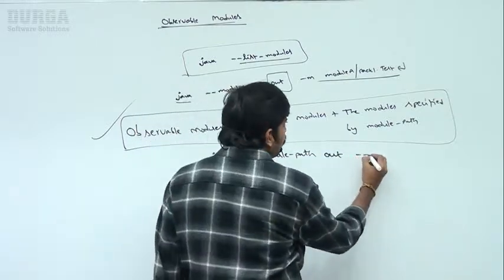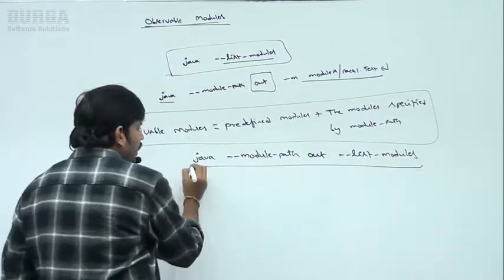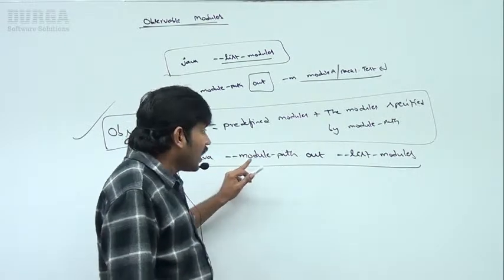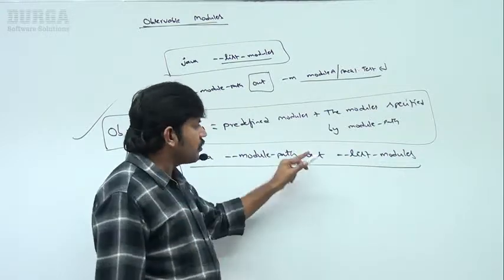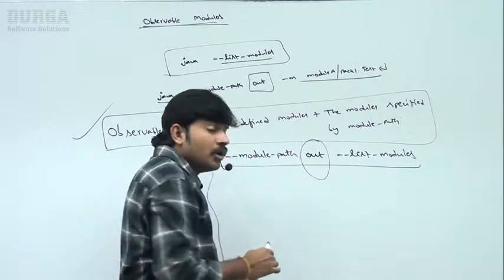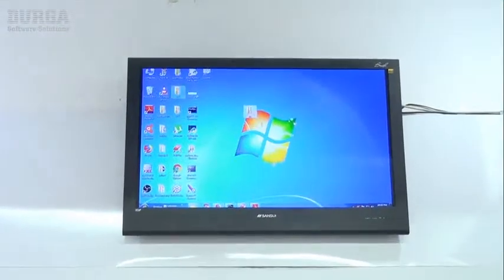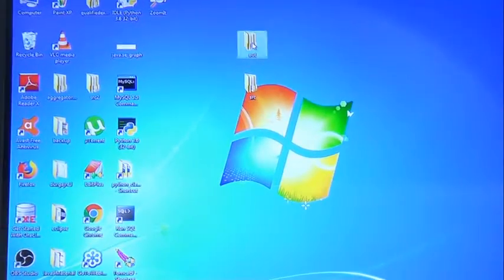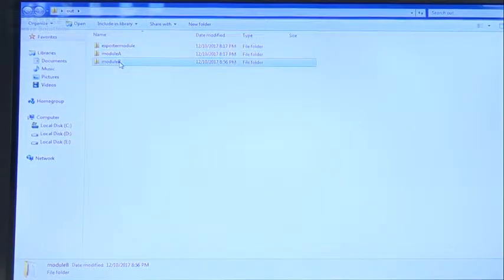Now can you please use --list-modules? Like you can specify: java --module-path out --list-modules. All predefined modules plus the modules present inside out you are going to see by default. Have a look once. In my system, in the out folder, how many modules are available? ExporterModule, ModuleA and ModuleB. Three modules are available, right?